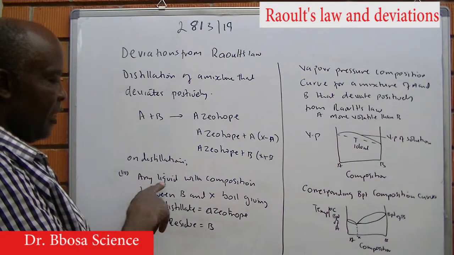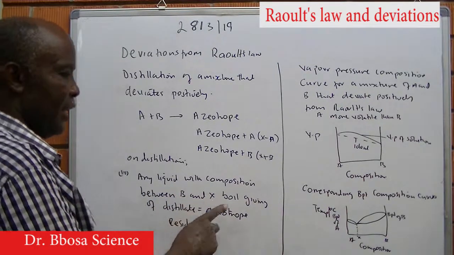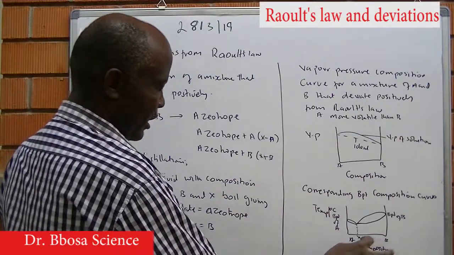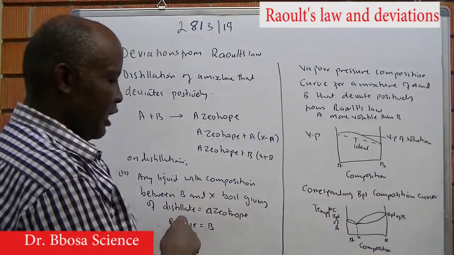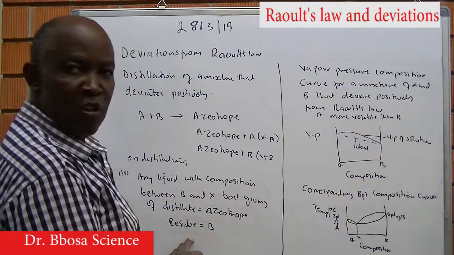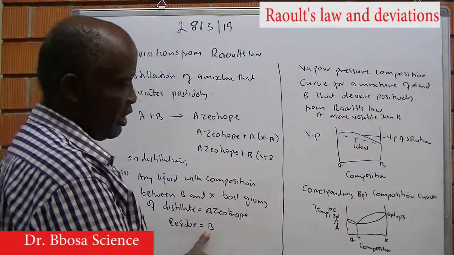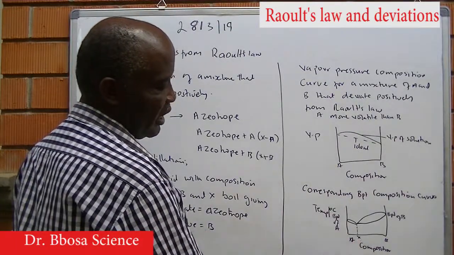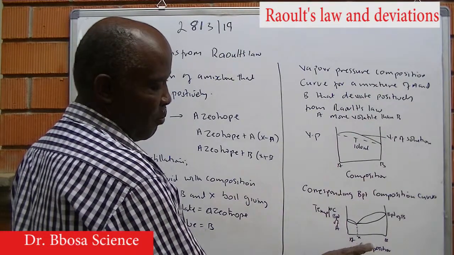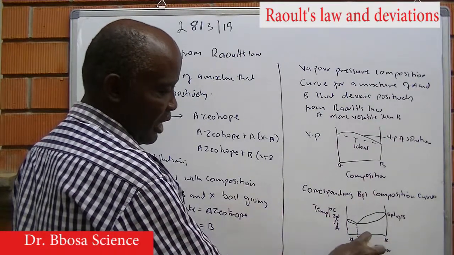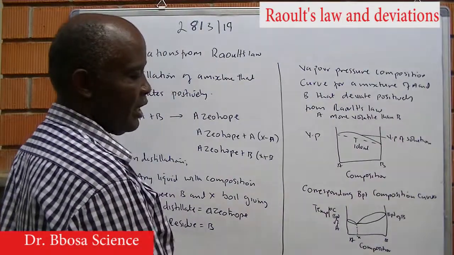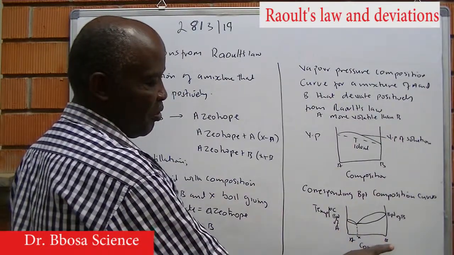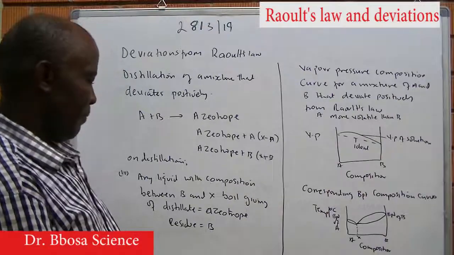Three, distilling any liquid with the composition between B and X, the distillate is going to be azeotrope, the residue is going to be B. So distilling any mixture of a composition between X and B anywhere here, the distillate will be azeotrope, the residue will be B.